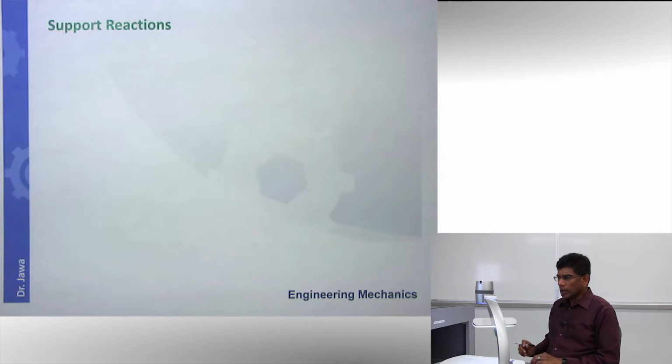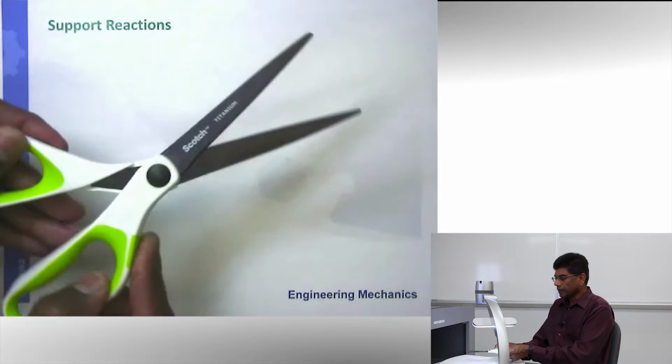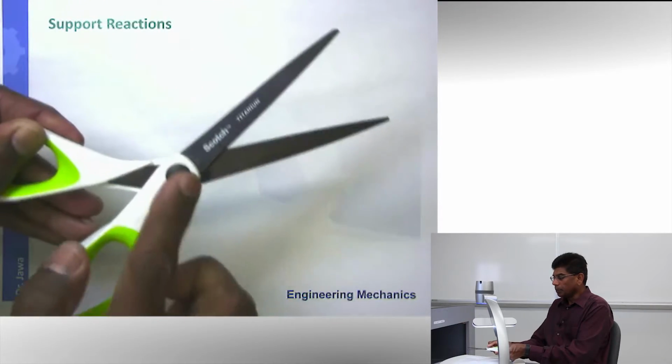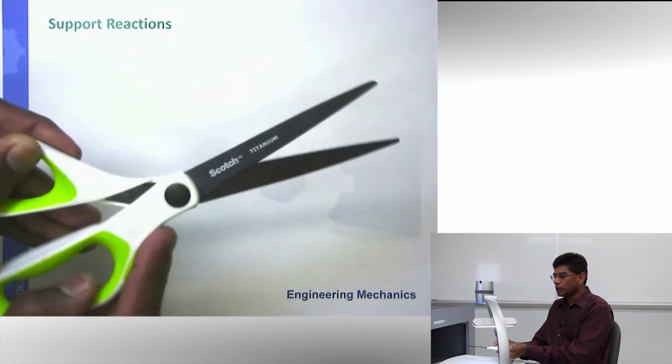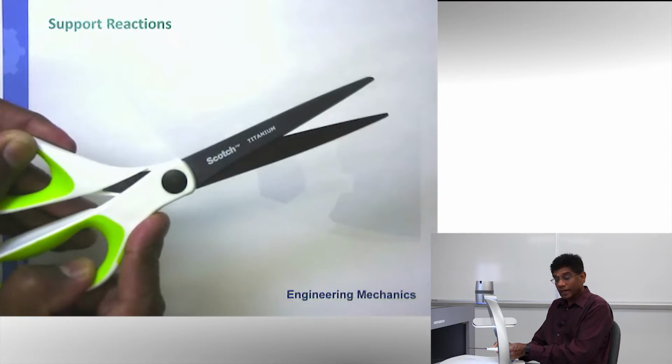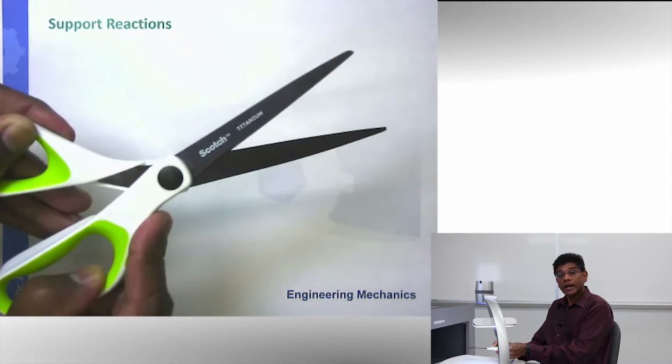Now, I want to recall your attention to what I talked about before. I showed you a scissor and I showed how a pin holds these two scissors. This is a pin joint. This pin joint allows only rotation. It does not allow any translation.